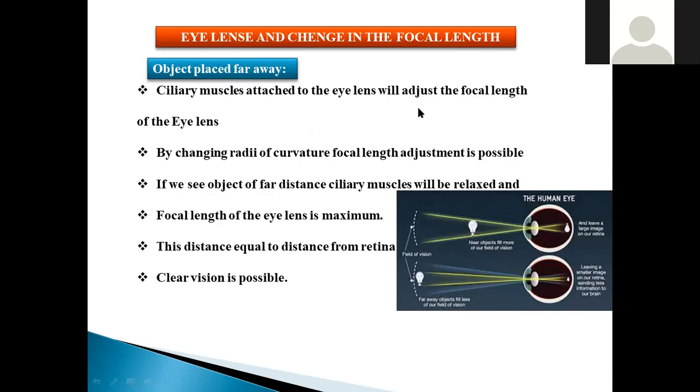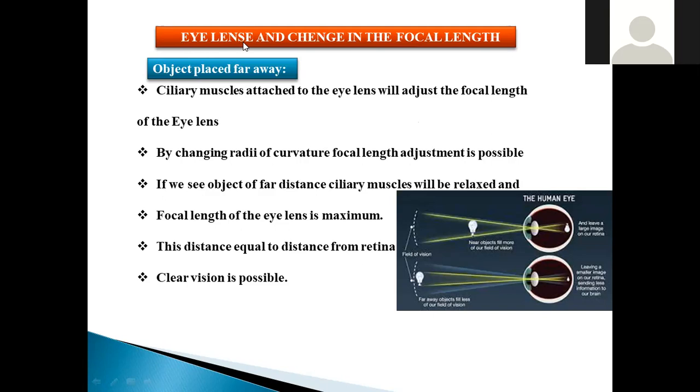Millions of optic nerve fibres are present in the eye. That information is now transferred to the brain. The brain will analyze and interpret the information received from the optic nerve. This is the entire process of vision.